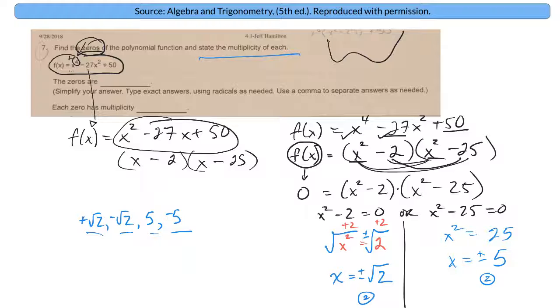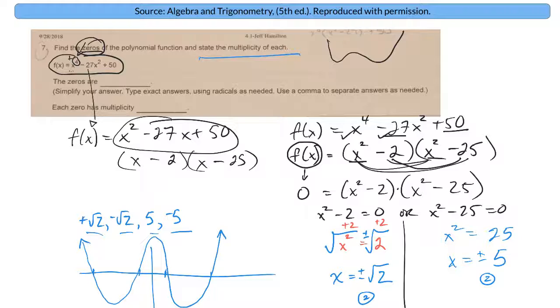Now, if you wanted to graph this just for interest, it's a plus 5 and a minus 5. Root 2 would probably be about in here somewhere, negative root 2 about there. So if I wanted to draw this thing, I'd come down, come up, come back down, and then come back up. That's probably what the graph would look somewhat like. Another point to make on that, and they didn't ask in the question, but this point here where it crosses the y-axis is always this number right there. So it'd be a positive 50.